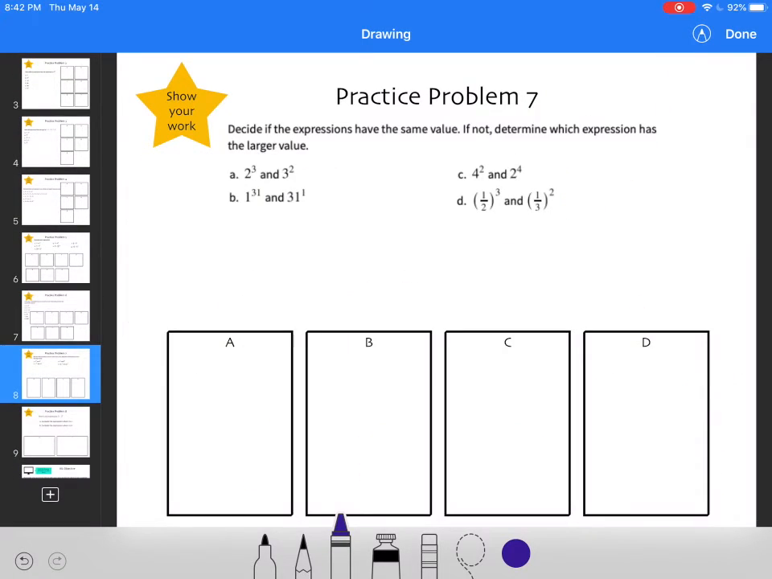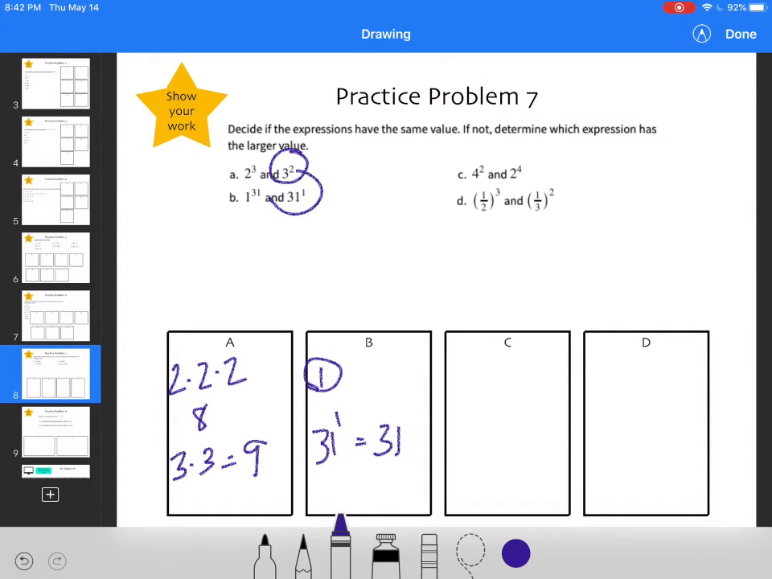All right, decide if the expressions have the same value or not. Determine which expression has the larger value. So 2 to the third power means 2 times 2 times 2, which is 8. 3 to the second power is 3 times 3, which is 9. So which one has larger value? 3 to the second power. 1 to the 31st power. So 1 to the 31st power just means 1 times itself a whole bunch. So that's just 1. 31 to the first power just means 31. So 31 to the first power is greater.